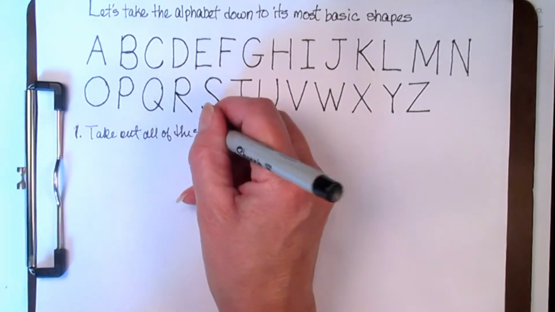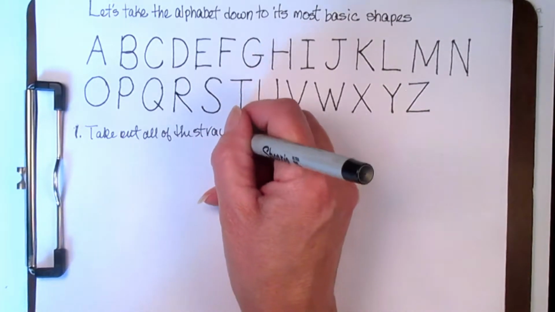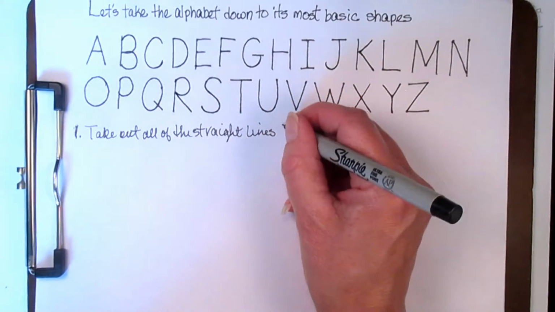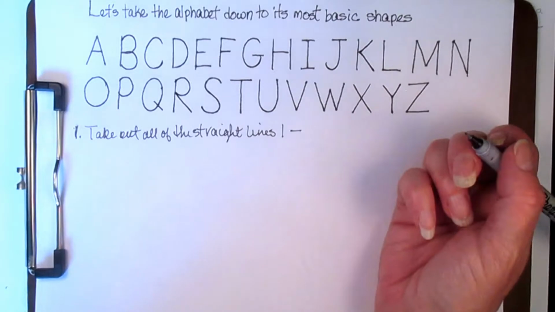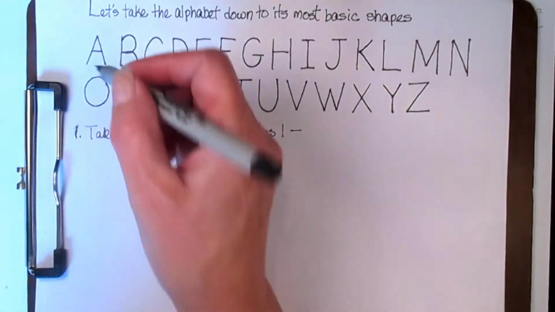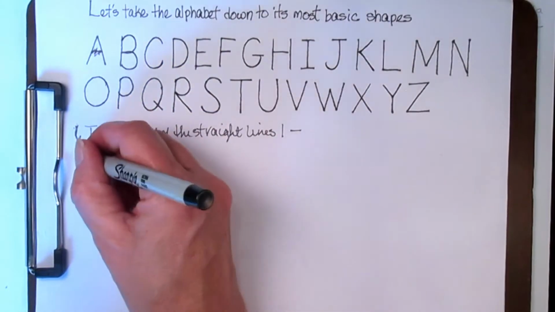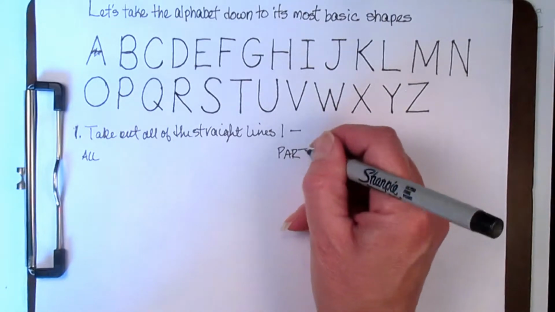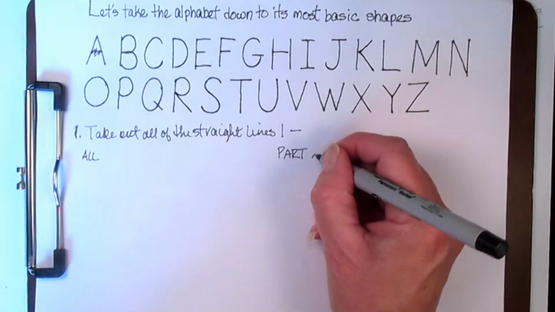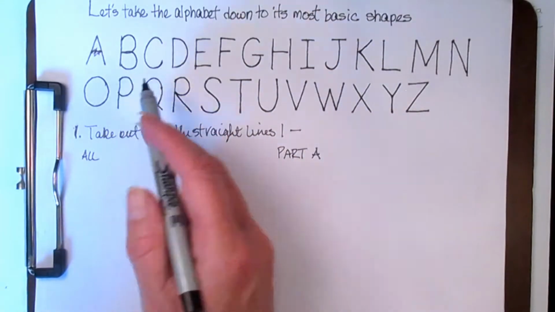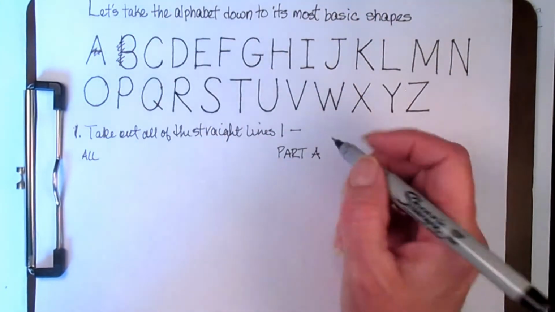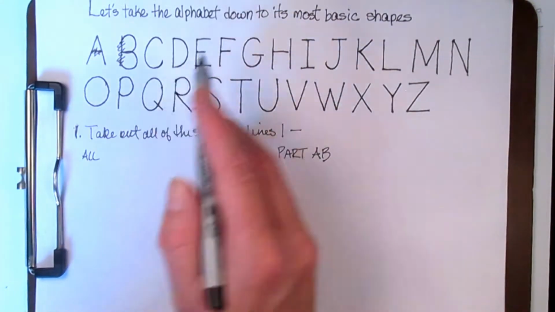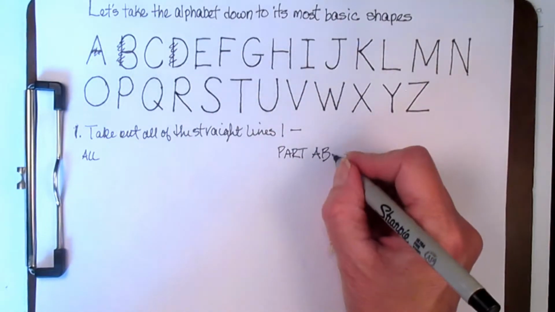We are going to mark out all of the horizontal and vertical lines that are straight. And below this, I am going to write all or part, so we'll know if we took out the whole letter or part of the letter. So let's start with A. That is part of the letter, so we will put it under part. And now B. Well, you can see that we can take out part of that, so we put it under the part section. C is oval, so we can't do anything with that.